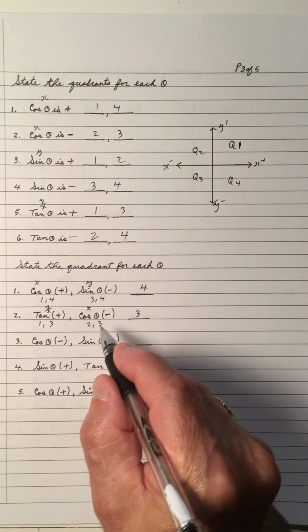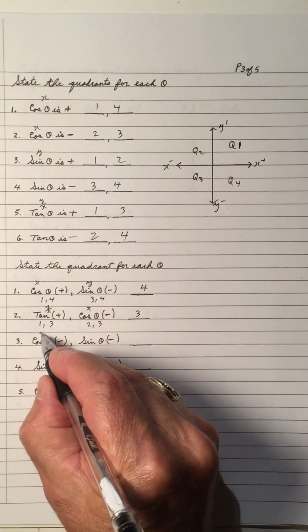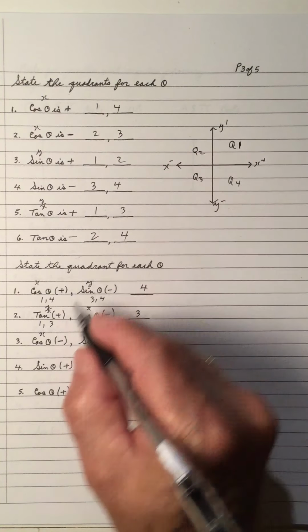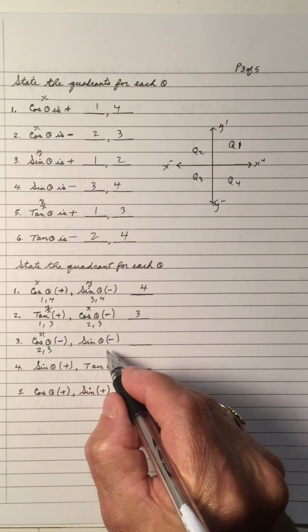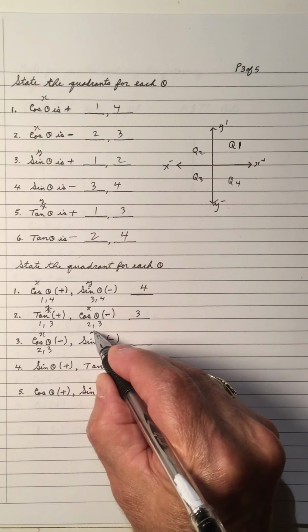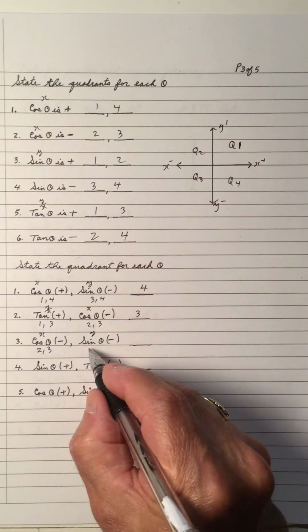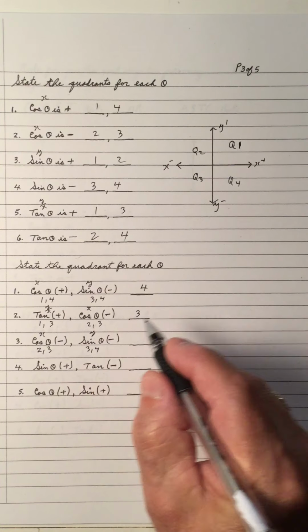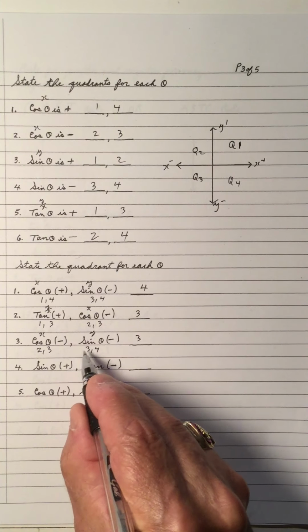Cos is negative, we just figured out. Cos is the x, cos is negative in 2 and 3. Sine is negative in, sine is the y, where's y negative? In 3 and 4. And what quadrant is repeated? Quadrant 3 is repeated.